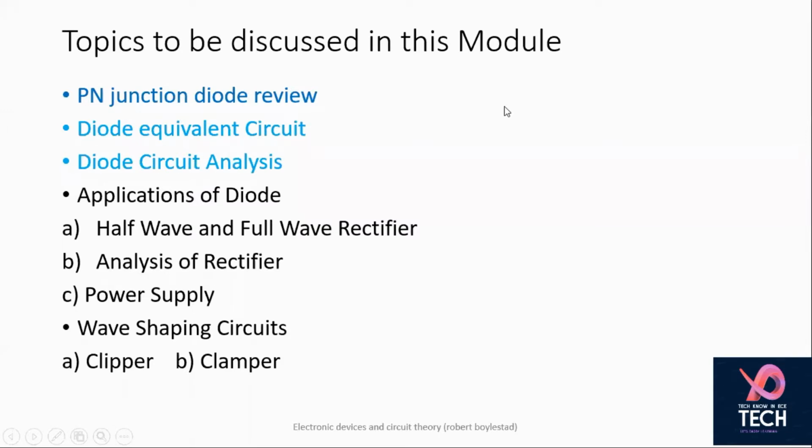So good afternoon, students. Today I'm starting with your next topic. In the previous classes, we have discussed your diode equivalent circuit and diode circuit analysis. In that, we have seen how your circuit operates when we provide forward bias and reverse bias conditions. We have also discussed two different kinds of models, the piecewise linear model and the constant drop model.